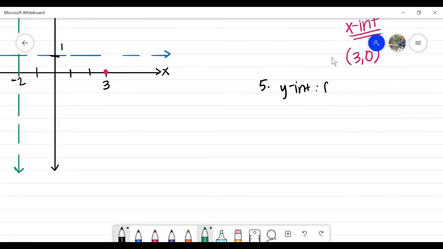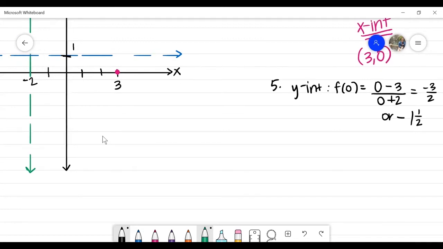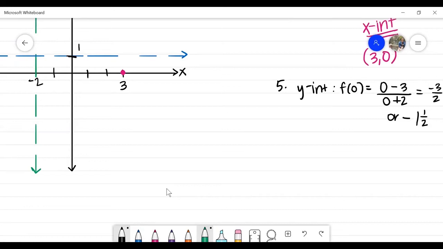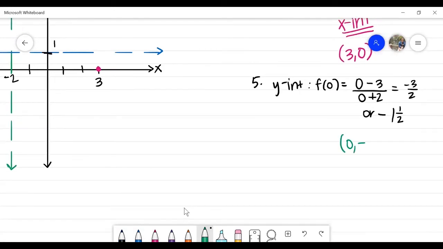Well, we're going to find f of 0. For us, that's 0 minus 3 over 0 plus 2, which is negative 3/2, or negative 1 1/2 if you'd like. So that's on the y-axis. And again, if you were thinking of that as an ordered pair, it would be (0, negative 3/2). So that would be down here. This would be maybe like negative 1, negative 1, negative 2, which would put it right about there.